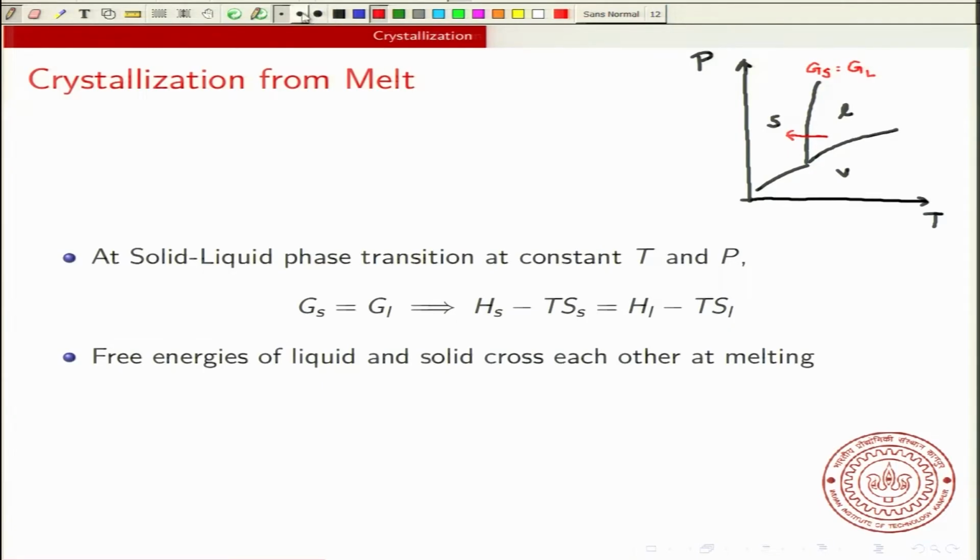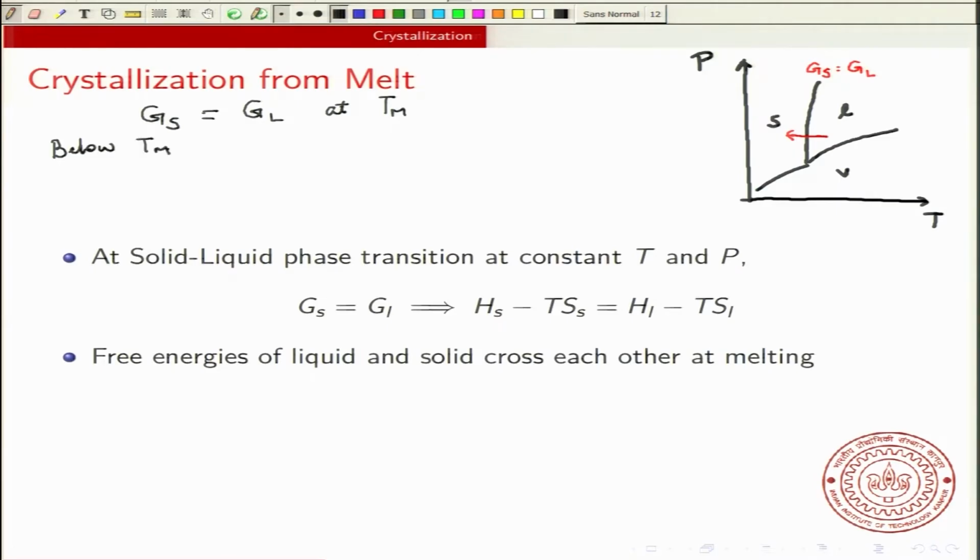So, now we can see that the Gibbs free energy of the solid is equal to the Gibbs free energy of the liquid at the melting temperature, and it should be kept in mind that the melting temperature depends on the pressure. Melting temperature at different pressures changes.